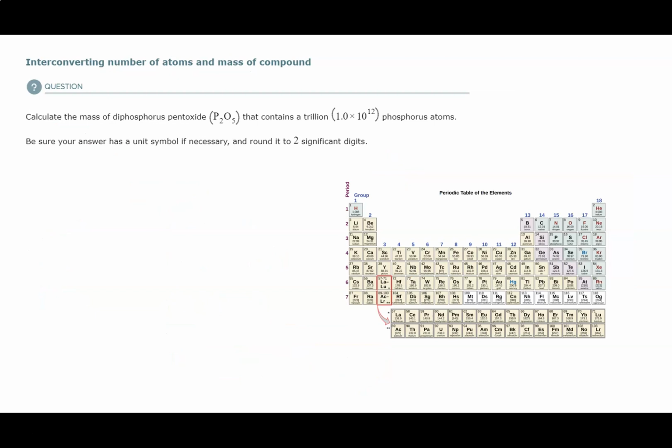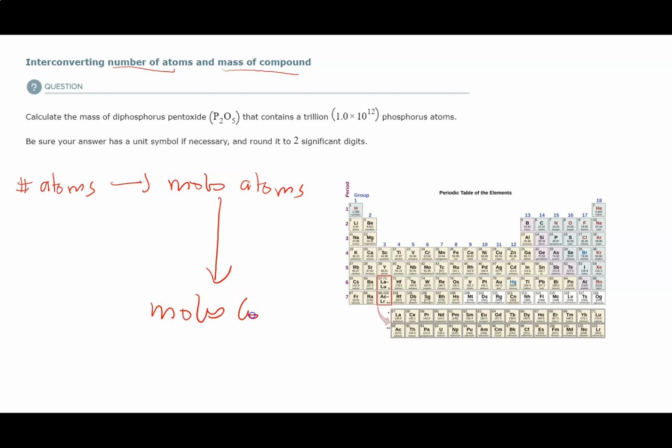Okay, so here is another one. It says interconverting between numbers of atoms and mass of compound. So if we're going to go from a number of atoms, we're going to go to moles of atoms, and then we're going to go down, we're going to use a mole ratio, and we're going to go to moles of compound, and then finally we'll be going on to mass or grams of our compound.